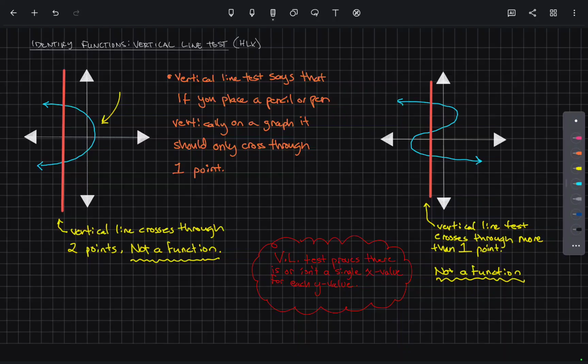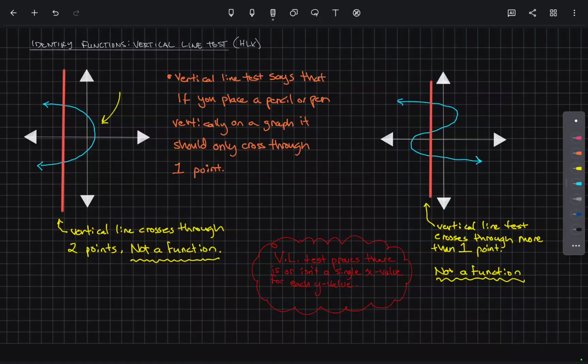The vertical line test proves that there's going to be a single x value. So right now what you're seeing is 2 non-examples of functions. Whenever you see an example of a function, you'll do a vertical line test and it'll only cross through 1 point on the line. So taking a look over here on the right side, you can see obviously it's going to cross through more than 1 point.